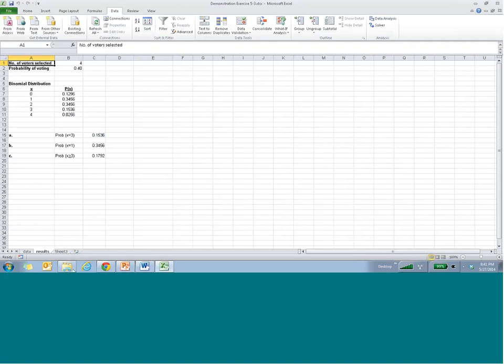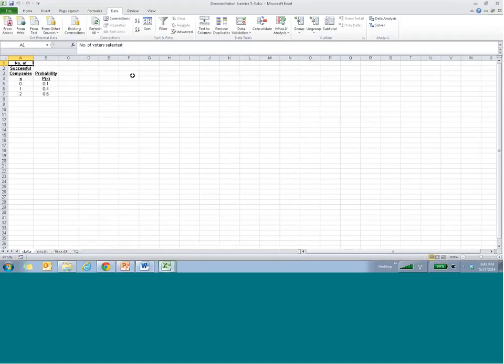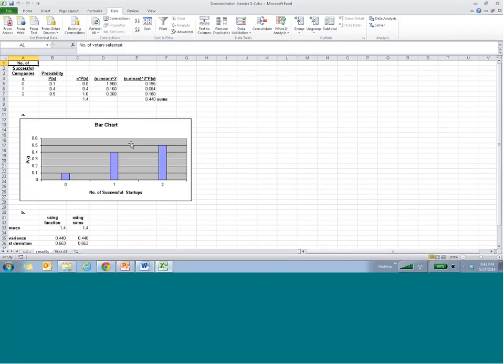This is not the right one. So 5.2. Okay, so here's the probability of something happening, here's what something is. It's either going to be a 0, or a 1, or a 2. This is example 5.2 on page 167. So either 0 companies will be successful, or 1 company will be successful, or 2 companies will be successful. What is the probability of that?